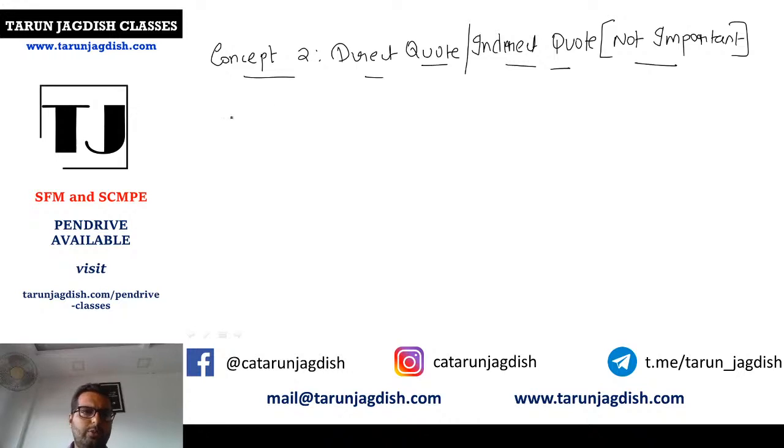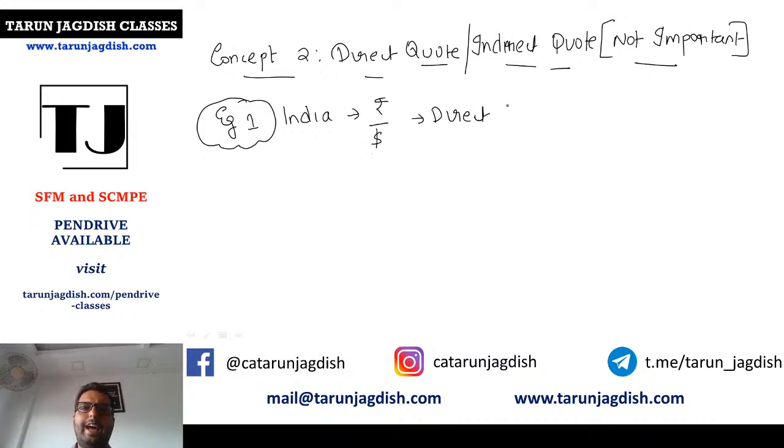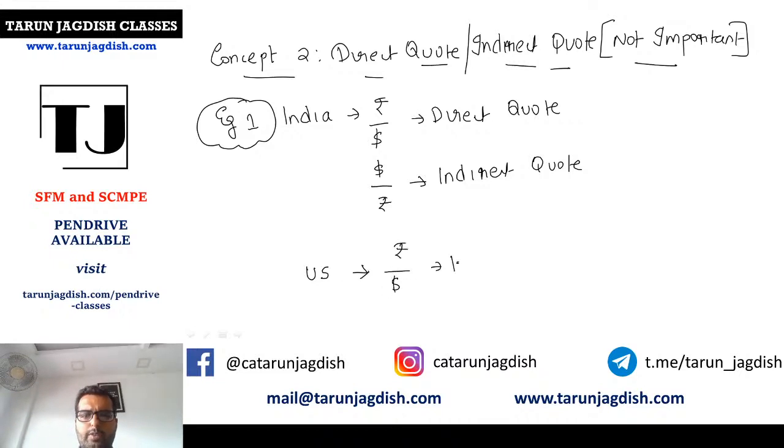Alright, friends, I'll give you a few examples. Example number one. If you're in India, rupee per dollar is what we call a direct quote, because normally this is how we quote in India. And dollar per rupee is what we call an indirect quote. But if I'm in USA, rupee per dollar will become an indirect quote, and dollar per rupee will become a direct quote.